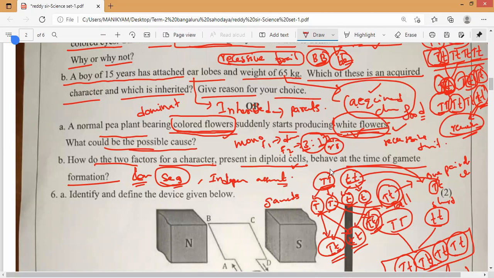So according to the law of segregation, we can say the two factors of a character are separated at the time of gamete formation, individually. Diploid cells means cells having a pair of genes, that is, a single character. Okay, so that is the answer. You have to write it: law of segregation. These three laws you have to remember: law of dominance, law of segregation, law of independent assortment. Everybody should learn these three laws.